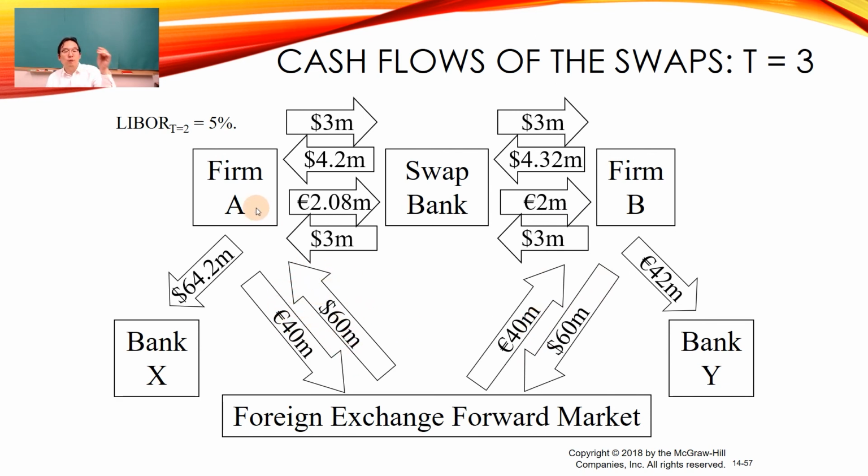You borrowed in US dollars, so you repay 60. And then firm A, you repay 40 million euro in your respective home country. That's it. The principal doesn't get changed. Only the interest payment you swap, in different currency. That's the beauty of this currency swap.